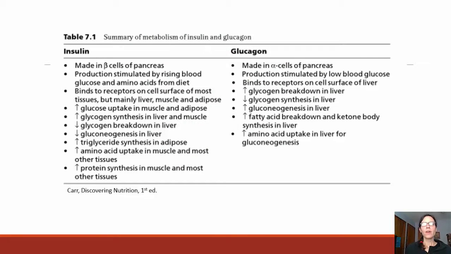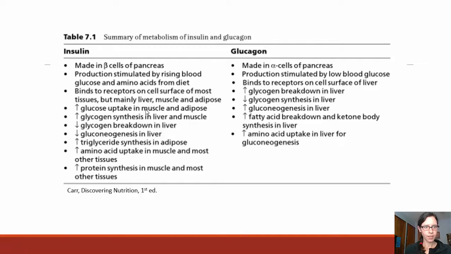Okay, so again, we're kind of starting to wind up everything and pull everything together. So you'll see some of this more in a couple of lectures, but I do want to just touch on it right now. So here is a summary of the metabolism of insulin and glucagon. And right now, let's focus on the amino acids. So insulin is produced and stimulated by rising blood glucose and amino acids from the diet. So amino acids can cause insulin release.